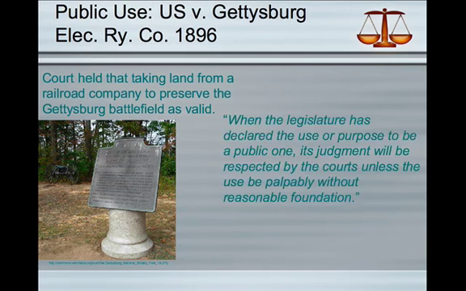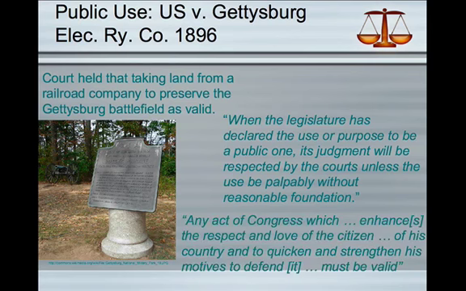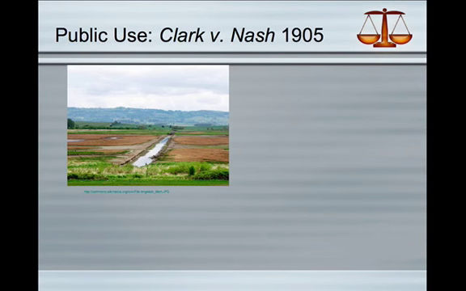The court held that taking land from a private railroad company to preserve the Gettysburg battlefield is valid. And here's a couple quotes. When the legislature has declared the use or purpose to be a public one, its judgment will be respected by the courts unless the use is palpably without reasonable foundation. And they also said, any act of Congress which enhances the respect and love of the citizen for his country and quickens and strengthens his motives to defend it must be valid. Basically, their argument was that by preserving the Gettysburg battlefield, they would cause so much pride in the citizens that they'd be encouraged to fight for the country.